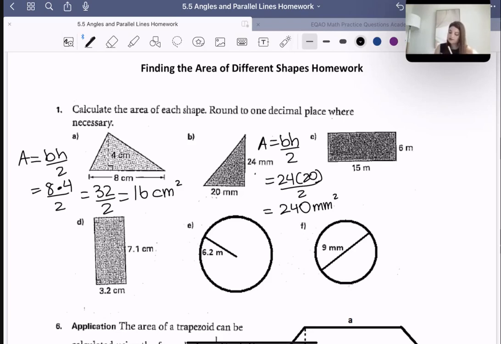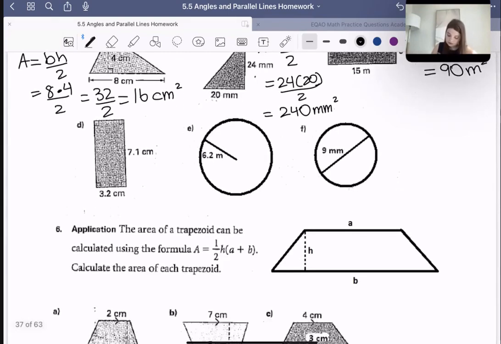All right, now C. C looks to me like it's a rectangle. For a rectangle, we just do area equals base times height. There is no divided by 2. It's just base times height. So this means that it's 15 times 6, which is the same as 30 times 3. So that's 90. That's 90 meters squared will be our answer for C.